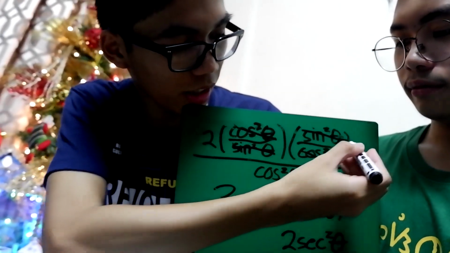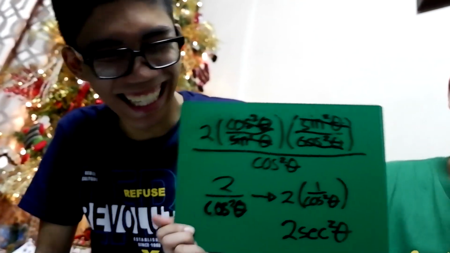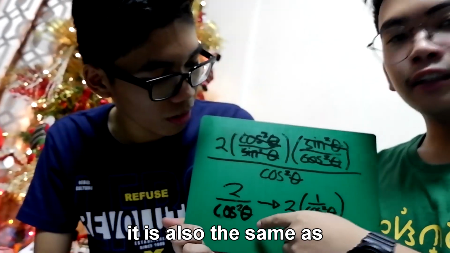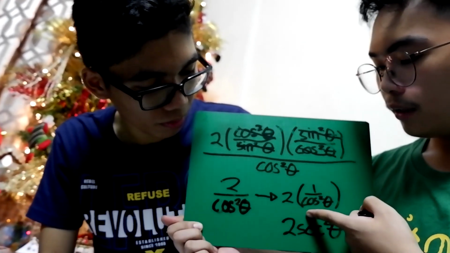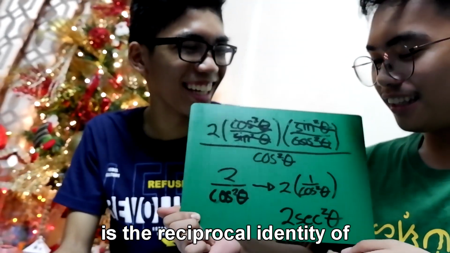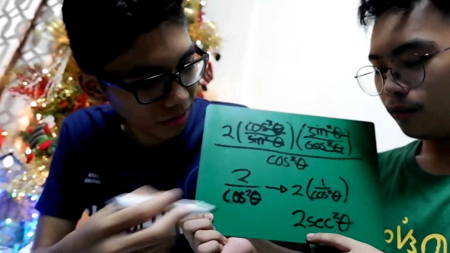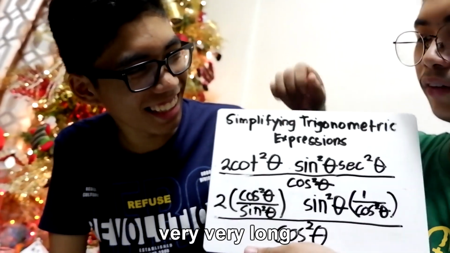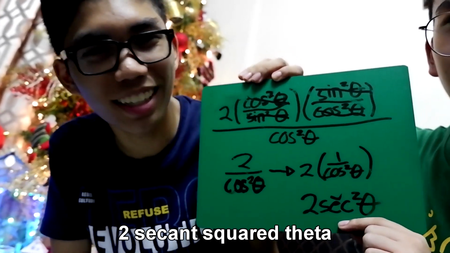So now the expression becomes 2 over cosine squared theta, and we know that it is also the same as 2 times 1 over cosine squared theta. And we know that 1 over cosine squared theta is the reciprocal identity of secant squared theta. So from this very long expression, it is just 2 secant squared theta.